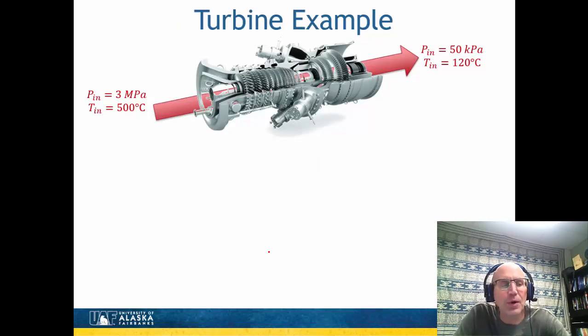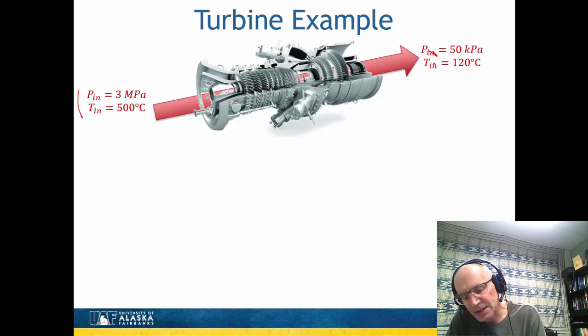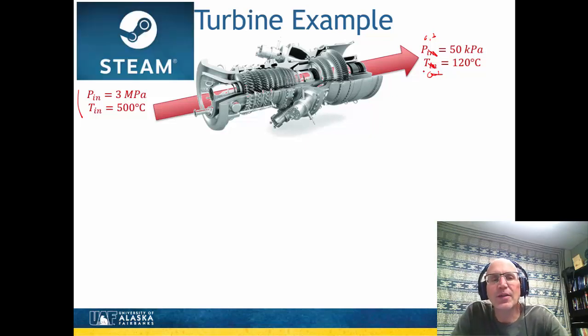So let's just go through a pair of examples, and let's look at a turbine. Let's go ahead and solve this problem here, where I've got a turbine, some inlet conditions, and some outlet conditions. Sorry, I miswrote those. They should be P out and T out. My subscripts were incorrect there. Let's say that our material is steam, so this is going to be a water turbine or water system.